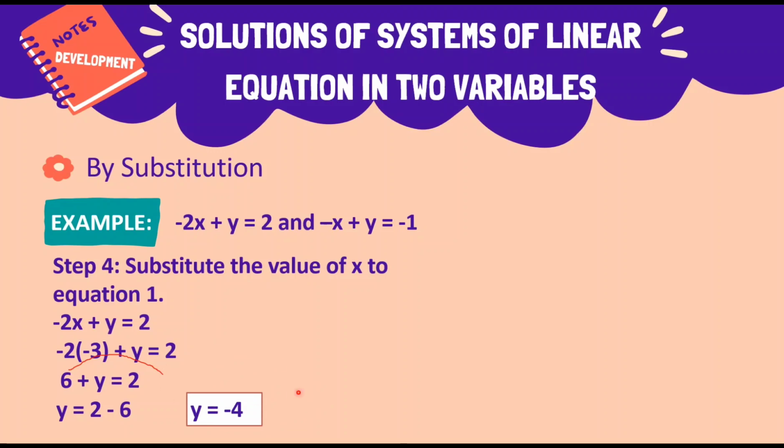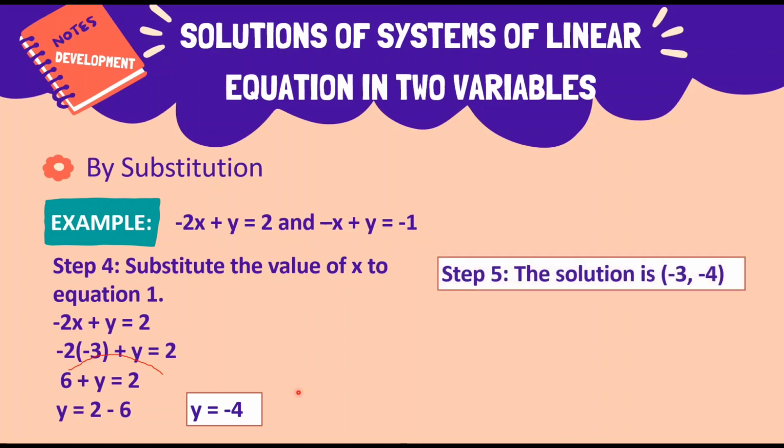Okay, now, so what will be our step 5? Step 5 natin, we need to write the values of our, or the value of our x and y in an ordered pair. So, therefore, the solution is negative 3, yung value ng x, and then the value of our y is negative 4. Okay, now, what have you observed on the value or the ordered pair that we have on the first process, which is by graphing and by substitution method? Okay, correct. So, we have the same solution set.